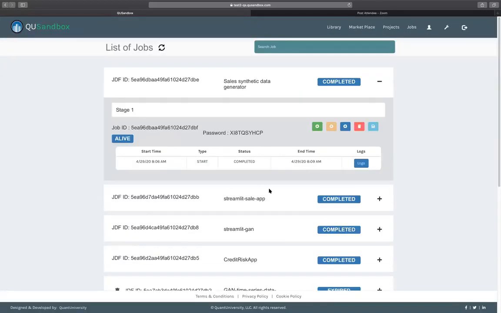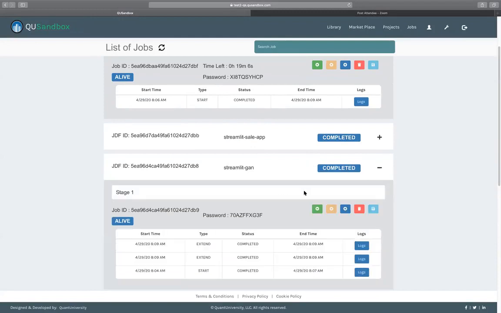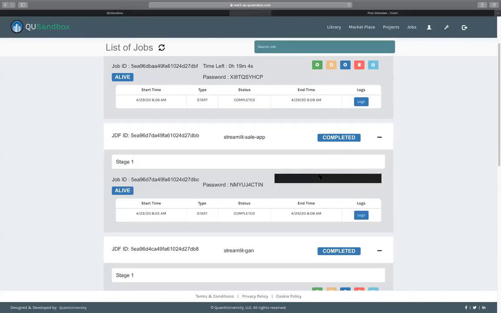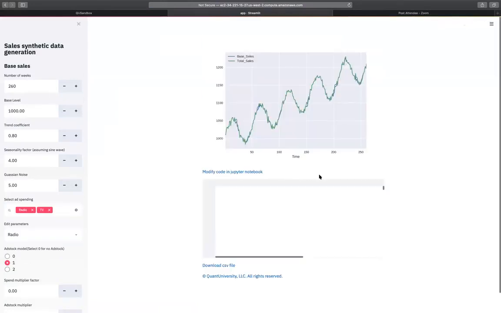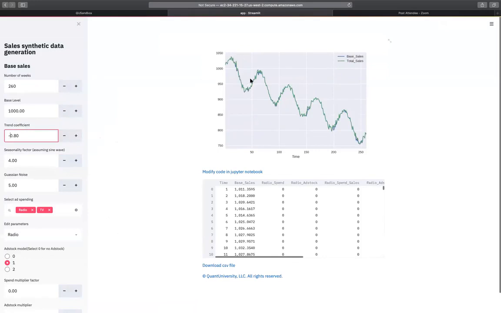Here, the application, I'm going to show you the sales app for a second. So this is the synthetic sales data generation for sales. You can see that this is the base sales. And what I could do is change the trend component to a negative. Once I apply this negative trend, you could see that the sales trend actually goes down. So I could choose the trend factor, the seasonality factor, and add some noise as Gaussian noise.